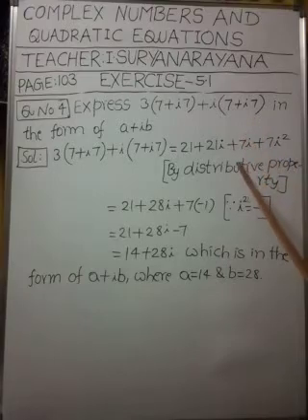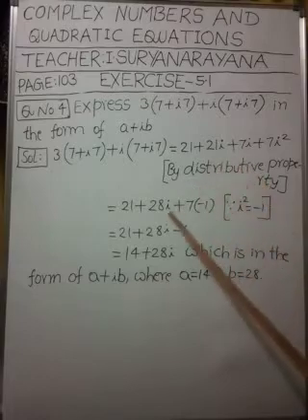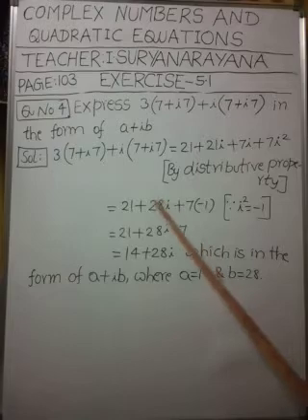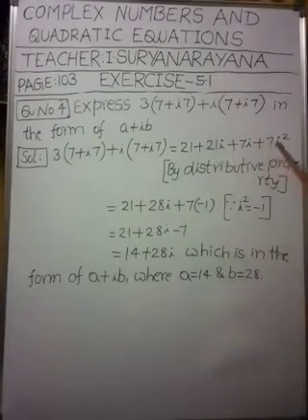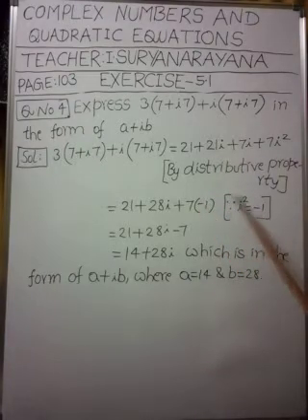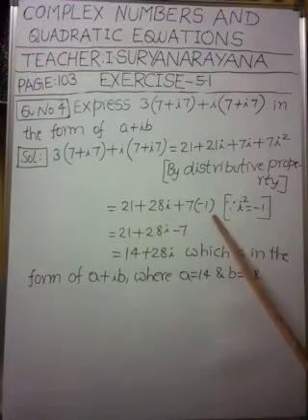Okay, my children. So 21 plus 7. What will you get here? 28I. Understood this part, my children? Right. Plus 7 into I square is there. What is the value of I square? Minus 1. Because I square is equal to minus 1, we wrote this part. Understood this part, my children? Understood this step, my children?